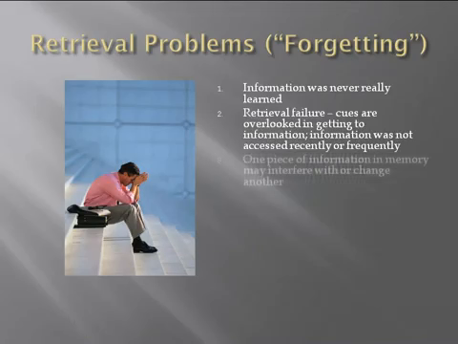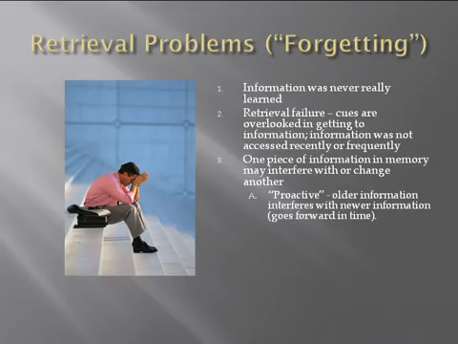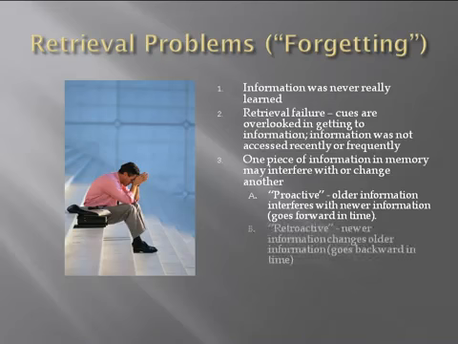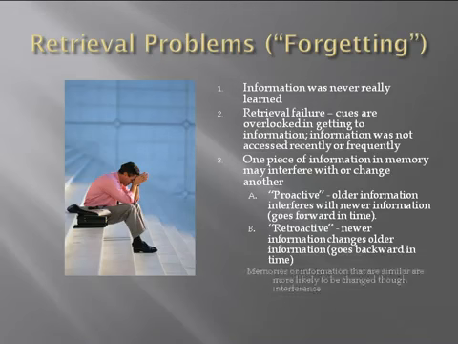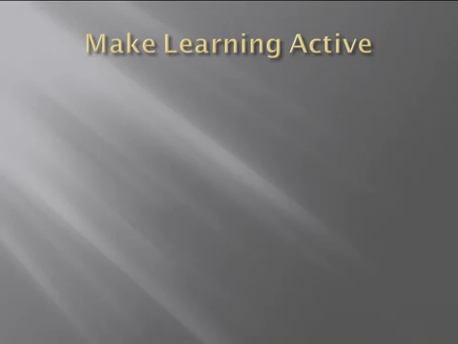Or three, one piece of information in memory may interfere with or change another. This information interference can be either proactive, older information interferes with newer information, or retroactive, where newer information changes older information. In order for effective memory retrieval to occur, we must make learning active.